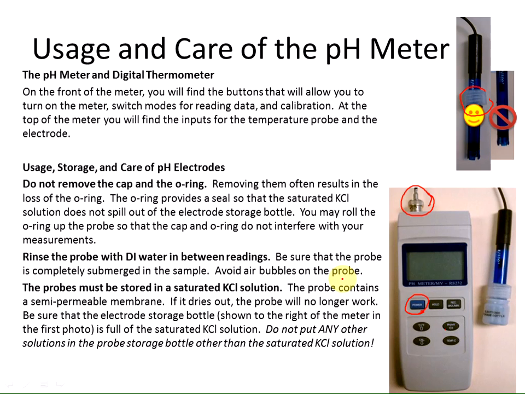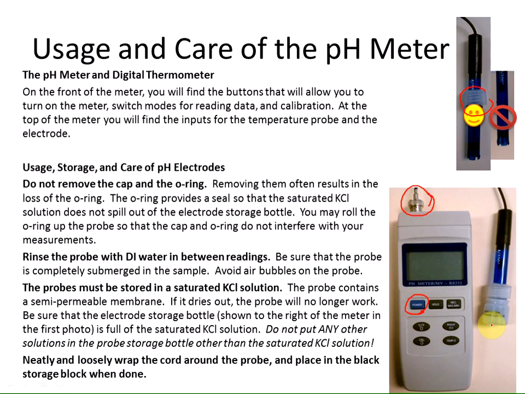When you're finished using the pH electrode, be sure to submerge the probe back into the saturated KCl solution. The probe actually contains a semi-permeable membrane, so ions have to flow through this membrane, and that's how it's actually measuring the pH. If that probe dries out, the probe will no longer work. So be sure that the electrode storage bottle is full of the saturated KCl solution. Do not put any other solution in the probe storage bottle other than the saturated KCl solution.